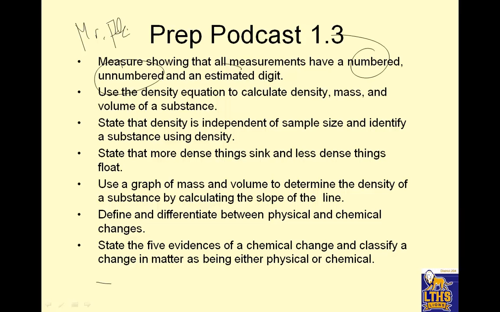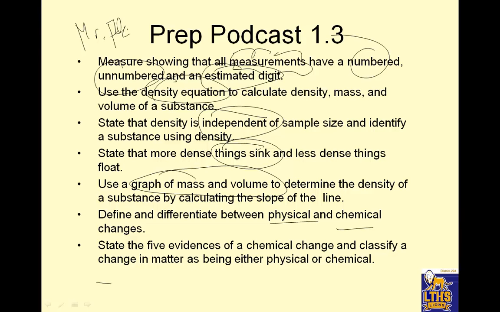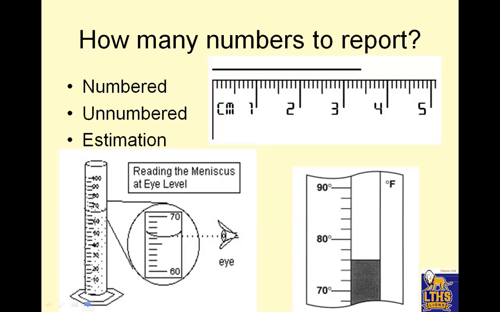Welcome to Podcast 1.3, where we are going to talk about measuring again, how they have a numbered, unnumbered, and estimated digit, because our measurements have blurred lines. Use the density equation to do math. State density is independent. State that more dense things sink. Talk about a graph of density and differentiate between physical and chemical changes and give the 5 evidences of chemical changes. Let's hop right to it.